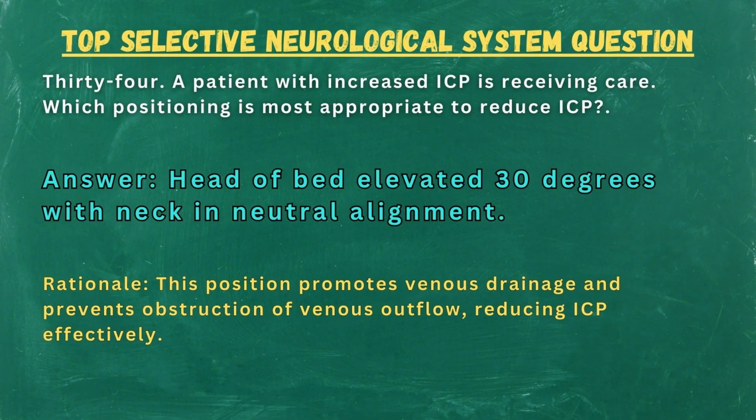34. A patient with increased ICP is receiving care. Which positioning is most appropriate to reduce ICP? Answer. Head of bed elevated 30 degrees with neck in neutral alignment. Rationale. This position promotes venous drainage and prevents obstruction of venous outflow, reducing ICP effectively.